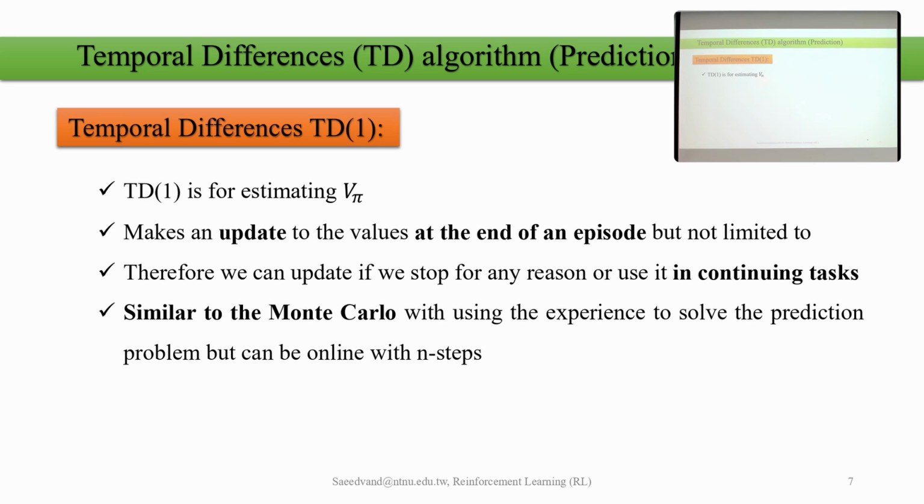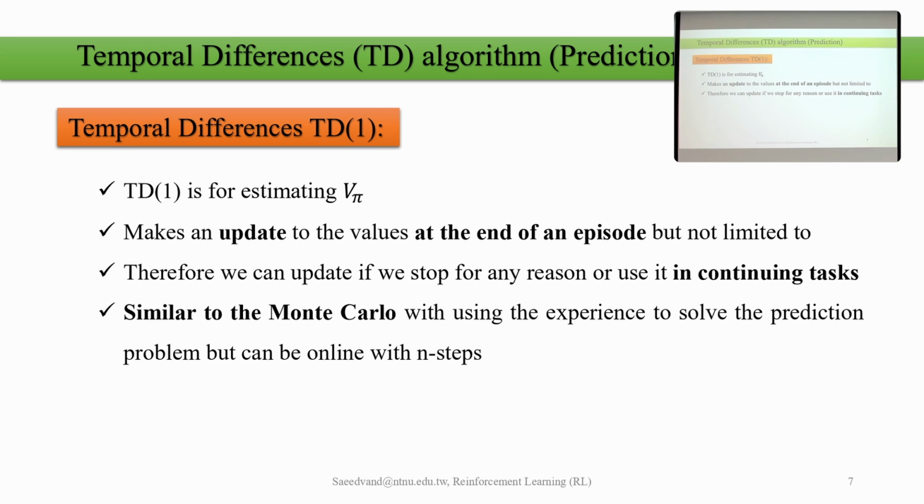TD1 is again for estimating the value of pi. So we want to estimate the value of the policy that we have in TD1. Actually, it makes an update on the value at the end of the episode, similar to Monte Carlo, but the difference is that we are not limited to that. It is not a must. It can end earlier. But basically, the general rule says that we want to update the values at the end of the episode that we have.